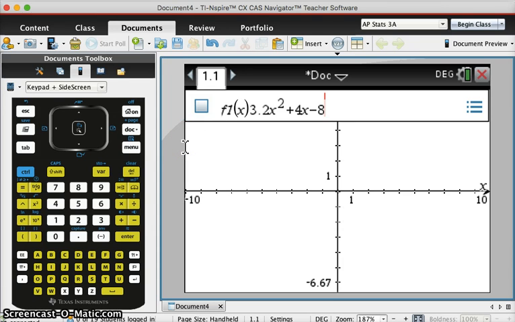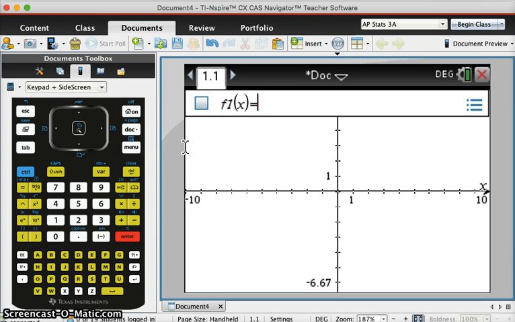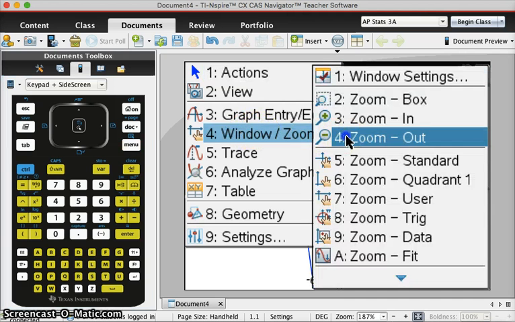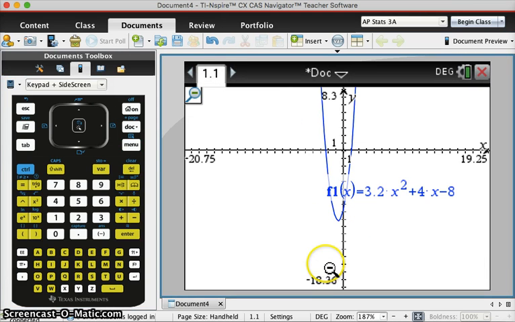I entered that in, and if I just hit enter, what happened? Let me check that out. That was weird, but I got it. I get this right away when I just type that in in the default window. It's a little off the screen. People seem to like this zoom out feature. Zoom out, and then I get that.